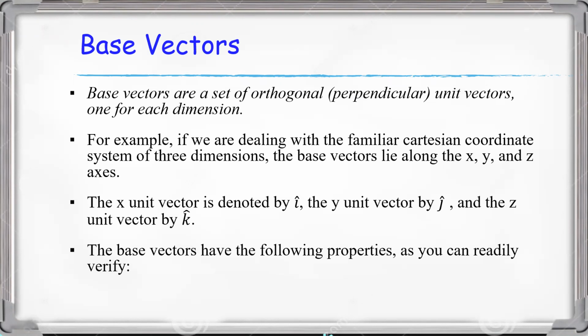And the unit vectors in each axis are denoted as i cap in x direction, j cap in y direction, and k cap in z direction. And there are some properties for the unit vectors. That can be discussed as follows.